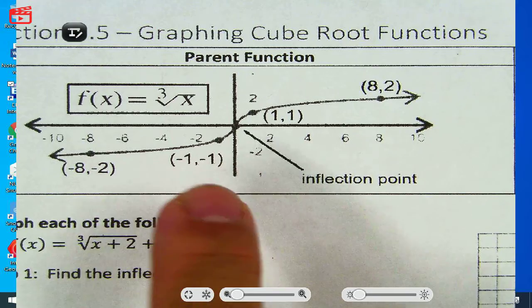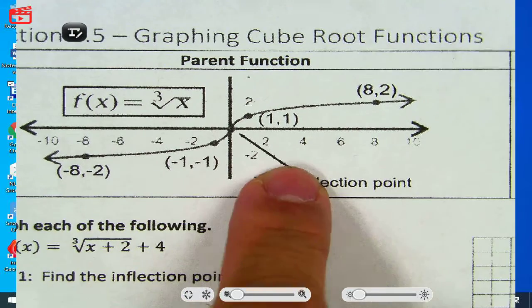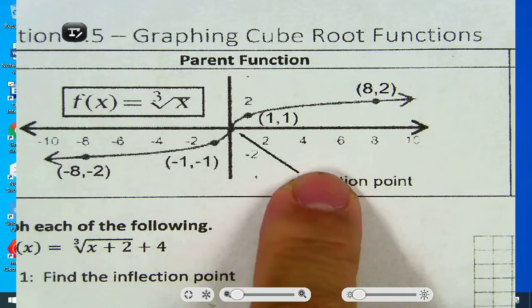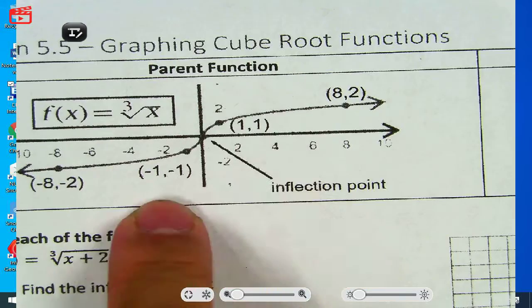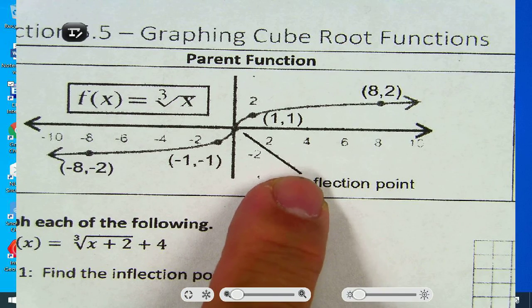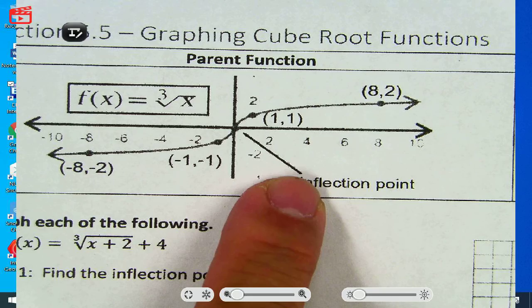Okay? So that means you've got to remember which one of these is all real and which one actually has numbers. Right? So cube root is always all real, all real. Domain is all real. Range is all real. Okay? Square root is the one you're going to have numbers in.